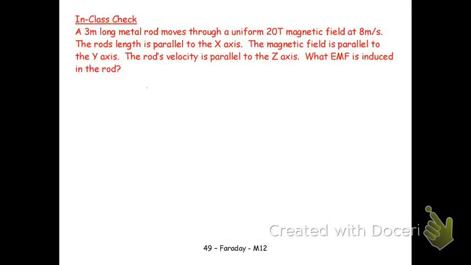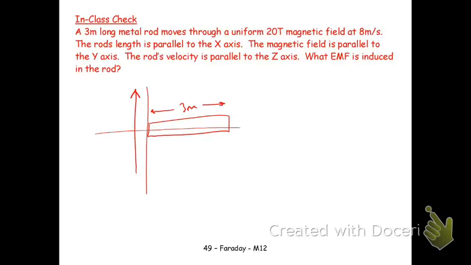So a 3 meter long rod of metal moves in a uniform 20 Tesla magnetic field at 8 meters per second. The rod length is parallel to the x-axis. So there's my rod's length. This is 3 meters. And the magnetic field is parallel to the y-axis.